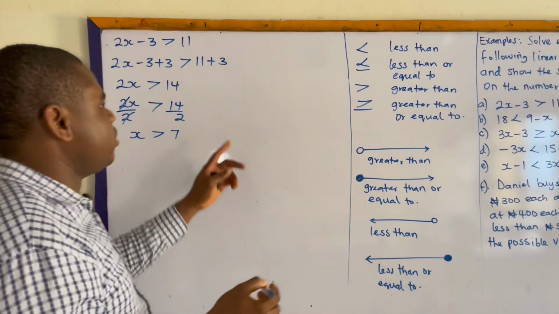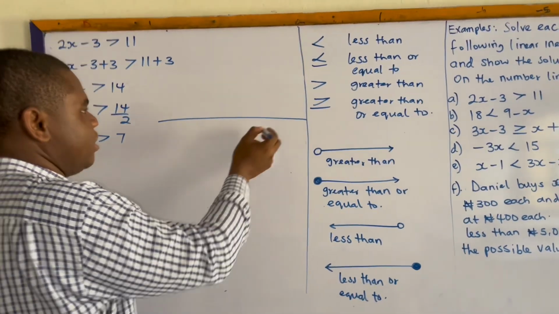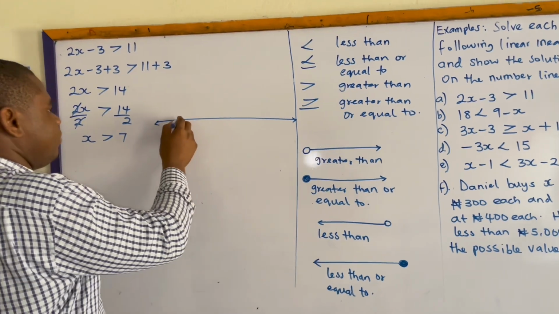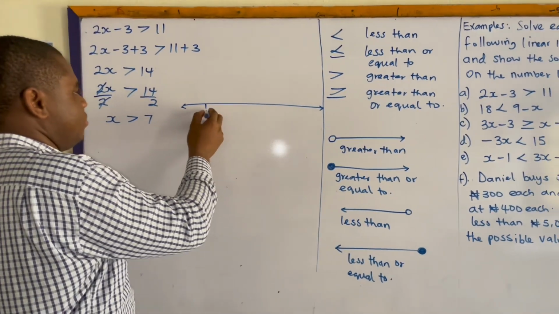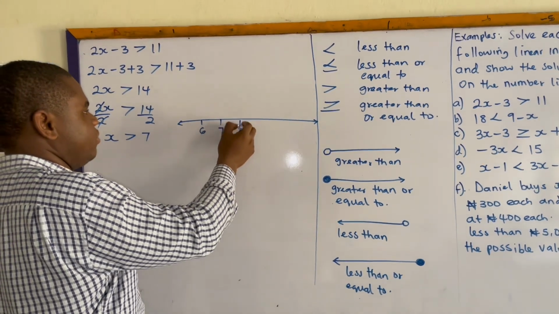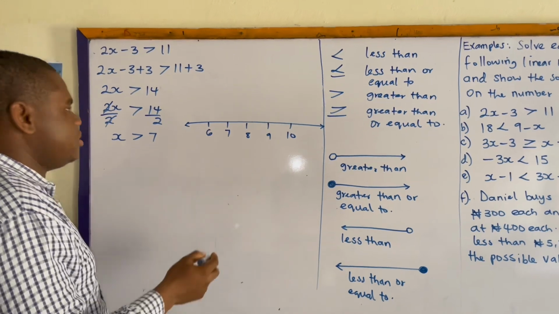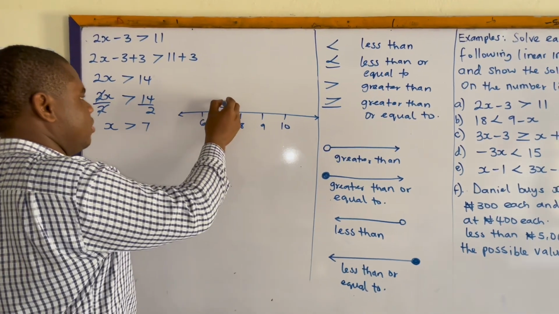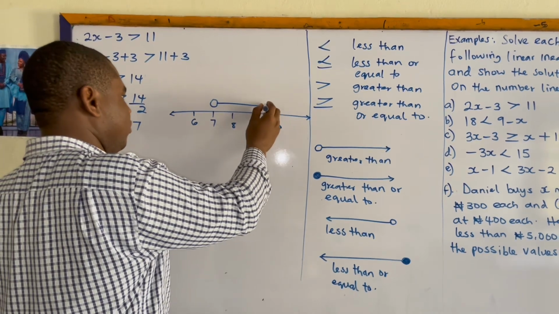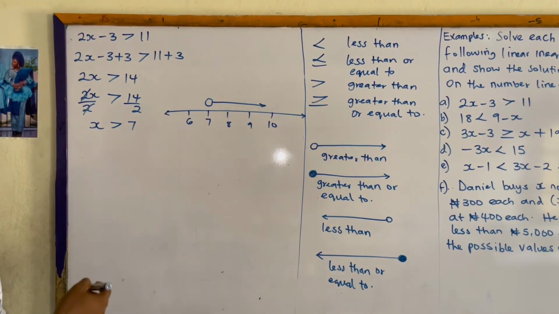So to represent this on the number line, x is greater than 7. So I have 6, 7, 8, 9, 10. So greater than 7, we move to the right hand side. So this represents x is greater than 7.